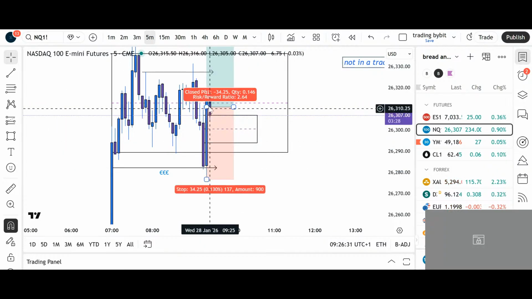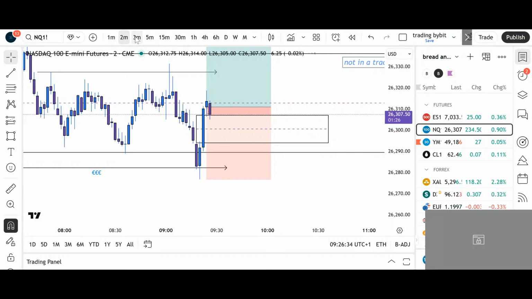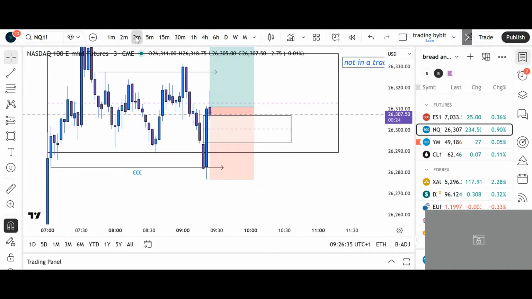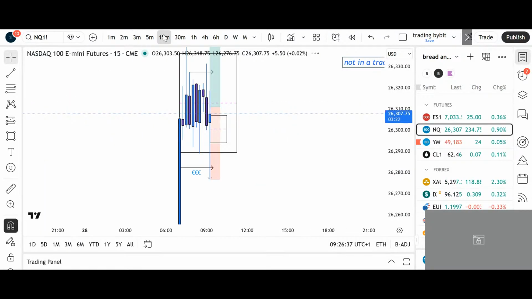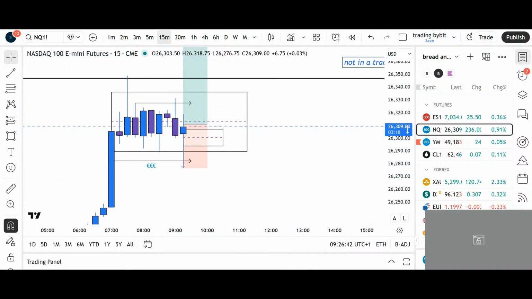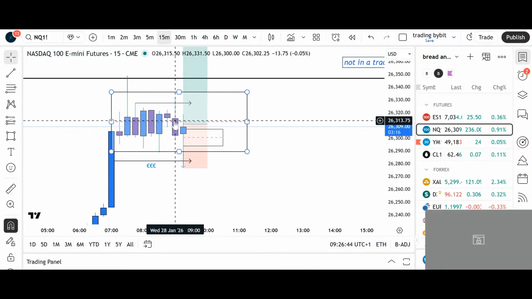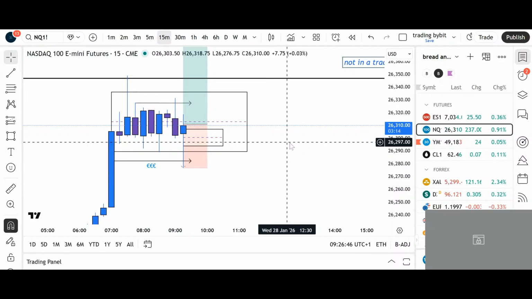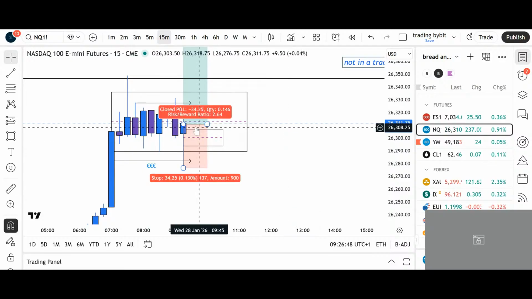Full engulfing candle too. How many minutes do we still have? 3 more minutes in this 15-minute. I'm going to still be patient until this 15-minute closes, and then I'm going to long off of it probably if we get an entry.